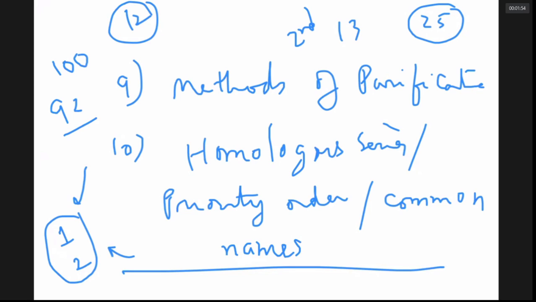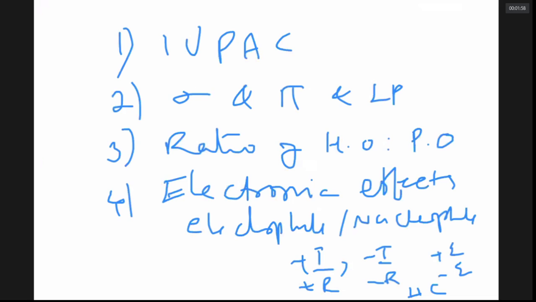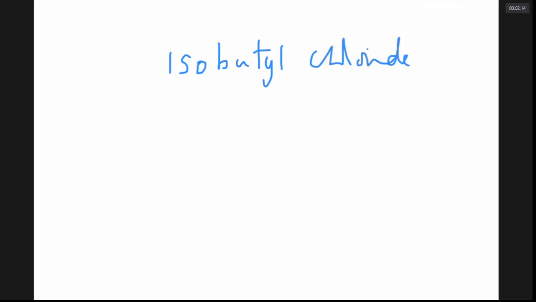Now, these are the 10 model questions. On each model, I speak one question, each model for a practice. Look at these IUPAC names. What is the IUPAC name of isobutyl chloride? A very simple question. Or what is the IUPAC name of DDT? Can you name these compounds?